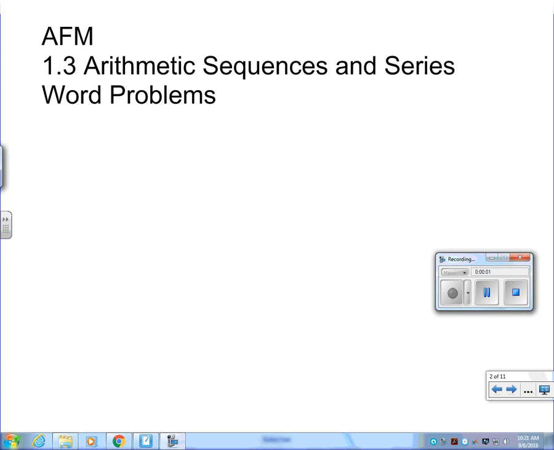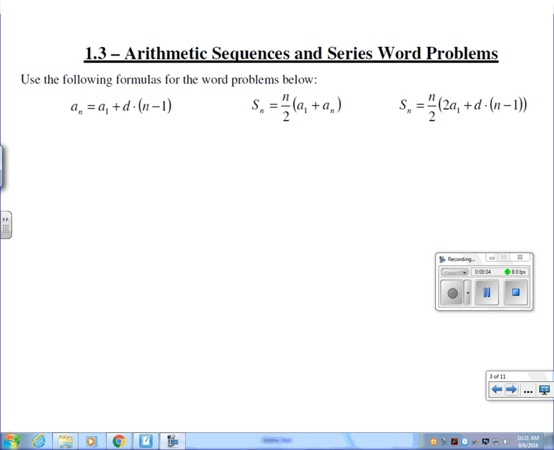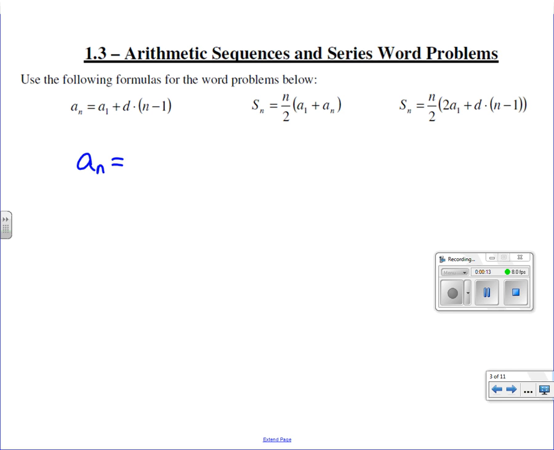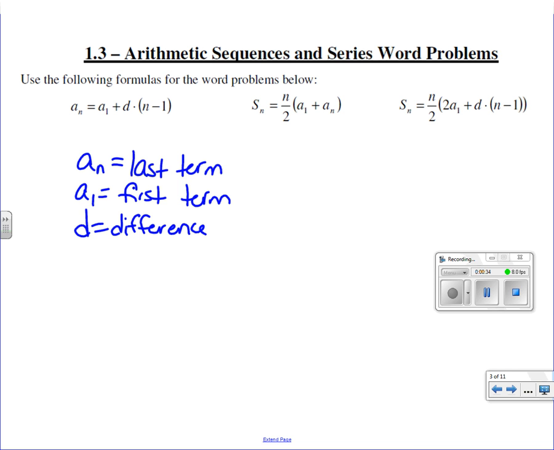So, word problems. All right, we've got 3 formulas here, and a lot of the terms mean the same thing. What is a way to say what AN is? What is AN, in words? The last term. Okay, so that's something to keep in mind. What is A1? The first term. What is D? The difference. So what it's going by every time. And what is N? The number of terms.